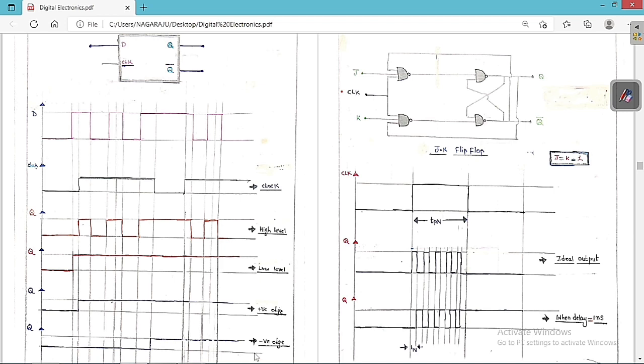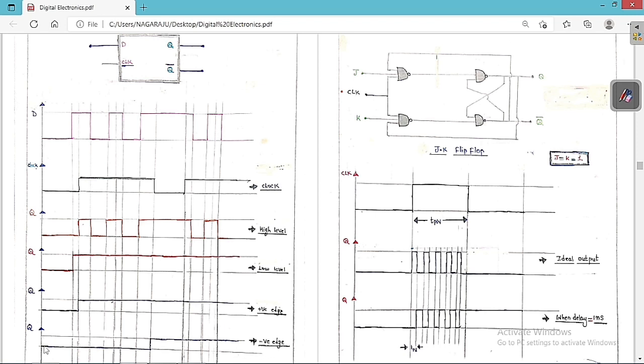Now go for the negative edge triggering. Negative edge triggering means whenever the clock is moving from 1 to 0, it is called negative edge triggering. At that instant it is going to see the input, and the output will be the same as the input. So this is basically negative edge triggering. In the remaining time it is going to act in a memory state.